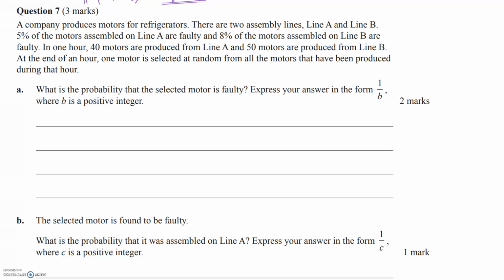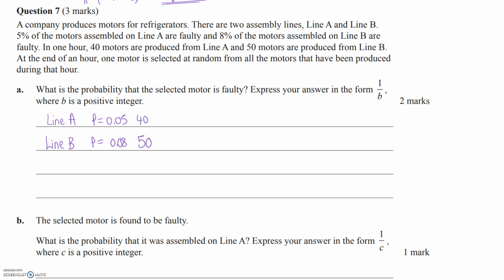Okay, this one's quite nice. Easy 3 marks, to be honest. You've got to read and decipher all of the above, but essentially line A has a probability of failure of 0.05 and they make 40 on this line. Line B has a probability of failure of 0.08 and they make 50 on this line.